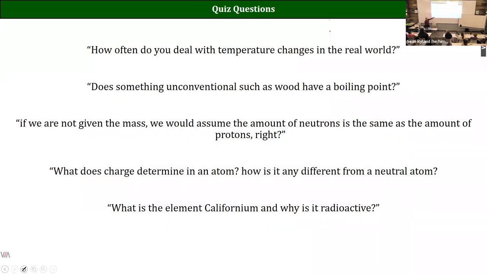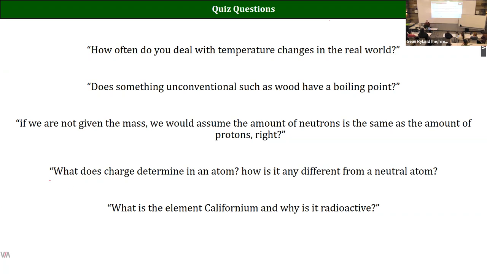All right, and so that gets to answering this question too. Why is it radioactive? Because it's got too many protons and neutrons. It's just too big, and there's not enough binding energy holding it all together. And so everything that's bigger than lead has that issue. It's just a matter of how quickly it decays.